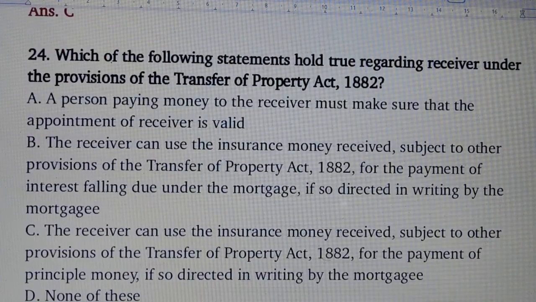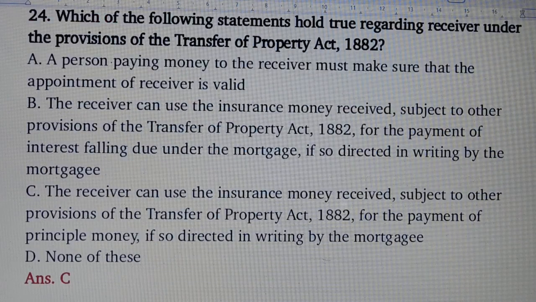Question number 24. Which of the following statements hold true regarding receiver under the provision of the Transfer of Property Act? Answer is option number C. The receiver can use the insurance money received subject to other provision of the Transfer of Property Act for the payment of principal money if so directed in writing by the mortgagee.